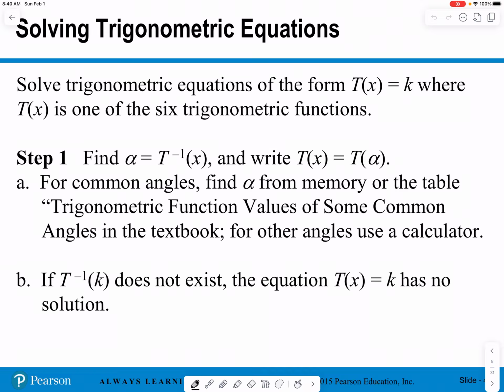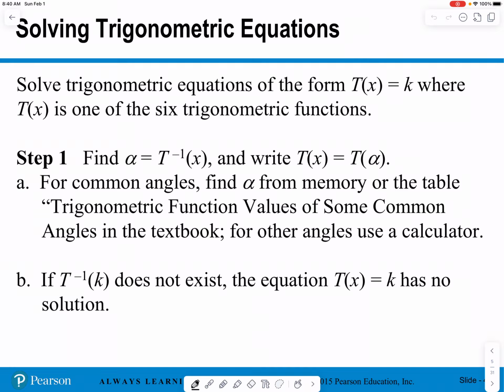So step 1: find alpha equals T inverse of k, and write T of x equals T of alpha. For common angles, find alpha from memory or the table. I think that's from the unit circle, right? So we'll be referencing the unit circle a lot. Trigonometric function values of some common angles are in the textbook. For other angles, use a calculator. If T inverse of k does not exist, the equation T of x equals k has no solution.